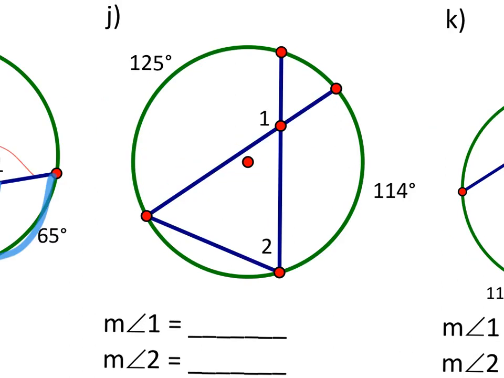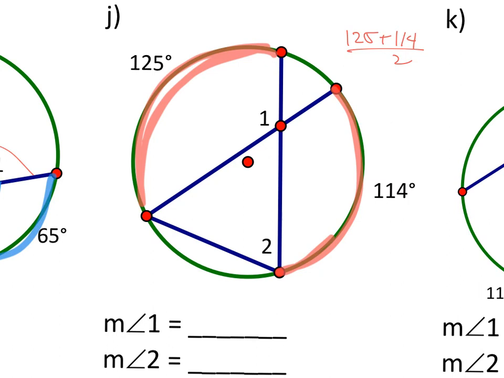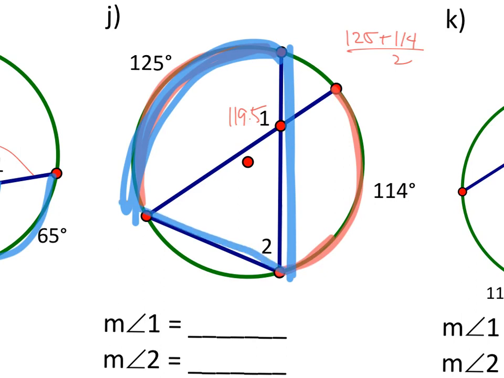For this problem, it looks like we could get angle 1 as the average of 114 and 125. So averaging out those, 125 plus 114 divided by 2. When we do that calculation, we'll get 119.5. Then it looks like angle 2 would be this arc of 125 and the inscribed angle within that. So 125 divided by 2 is 62.5. So that angle there is 62.5, and you have both your angles.